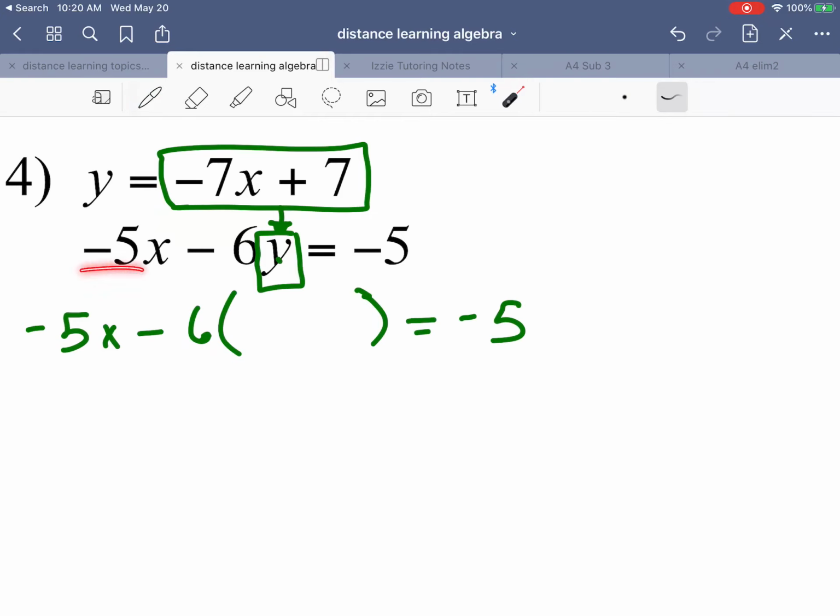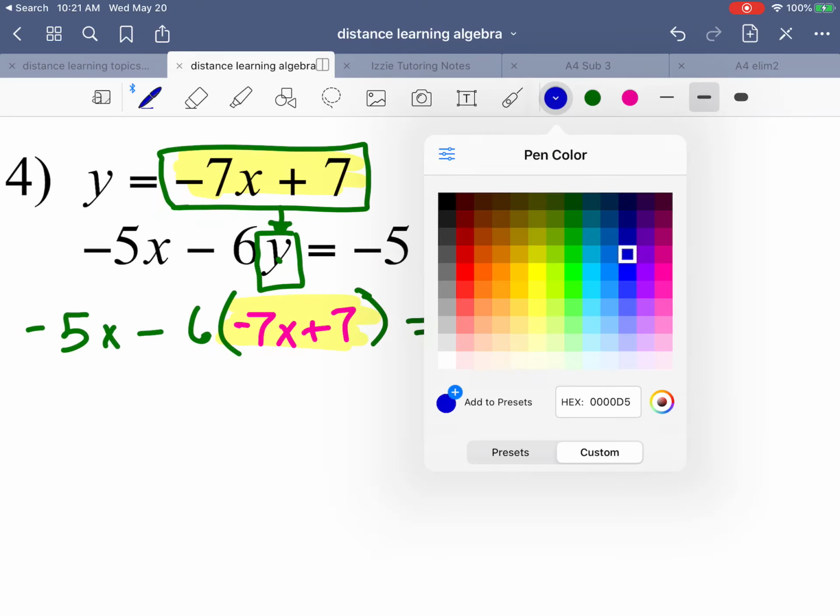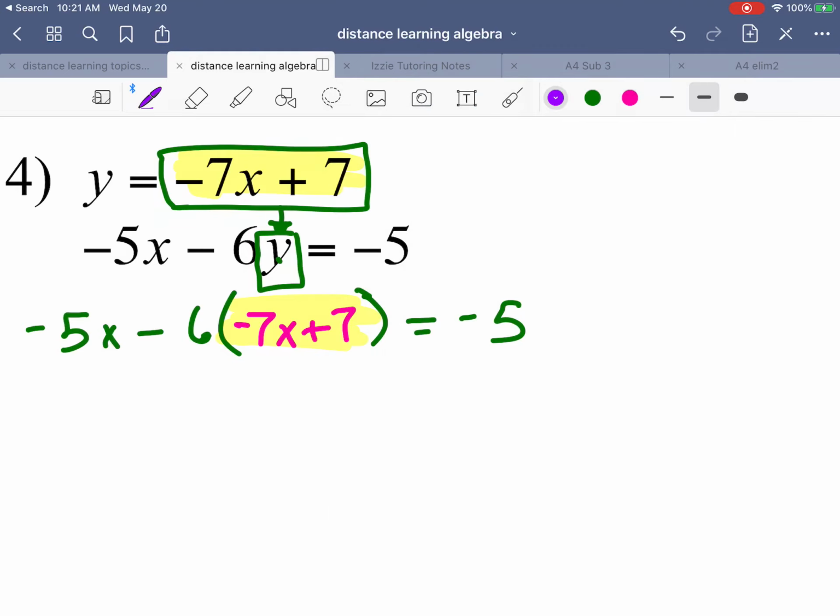All right, so it's negative 5x minus 6 times y equals negative 5. It's just mirroring that same thing, except the y becomes this larger space where we can then take all of this and plug it in. Negative 7x plus 7. Now this type of problem from here should look pretty familiar. This is solving a single variable equation, and we want to make sure that we follow the right steps.